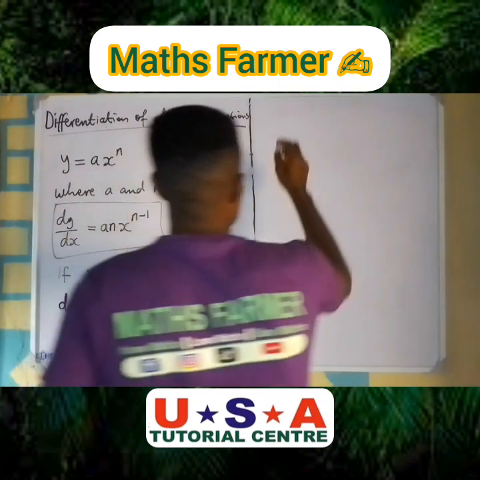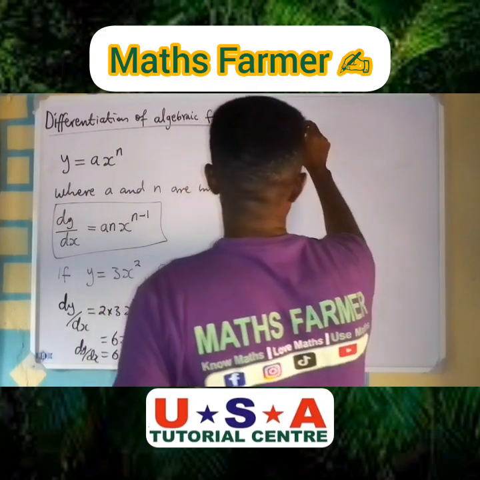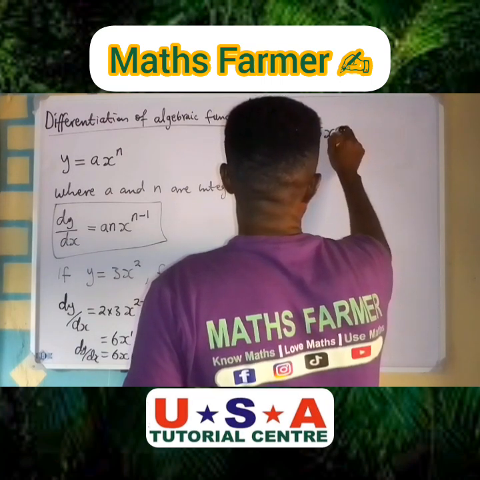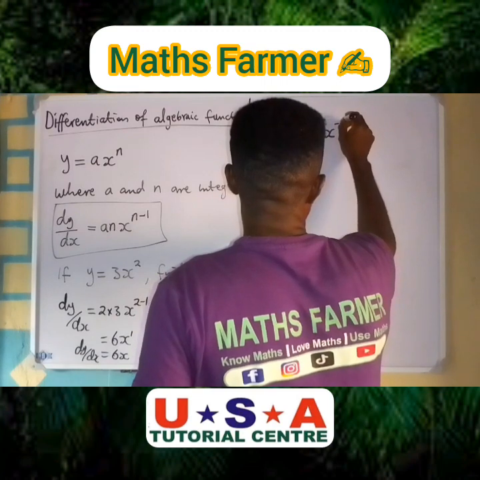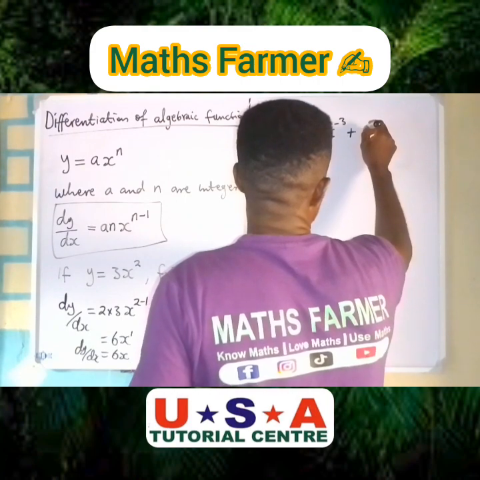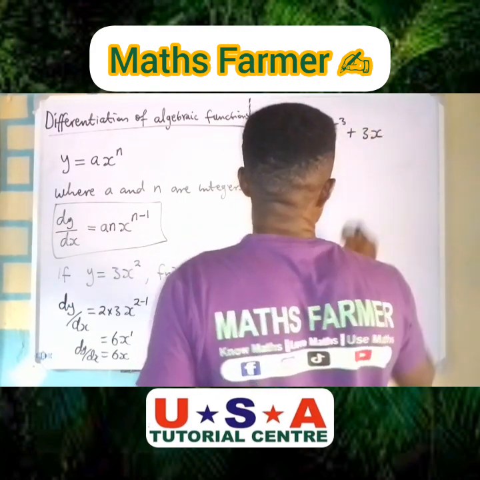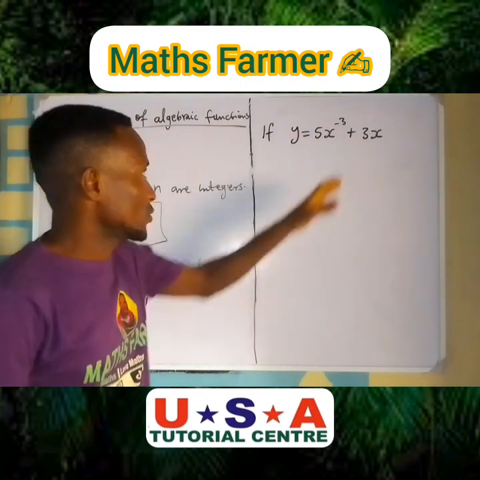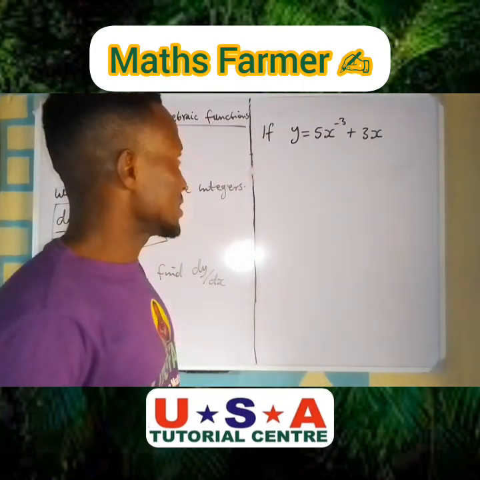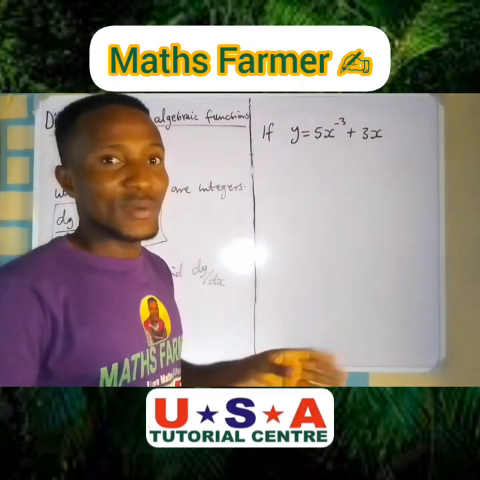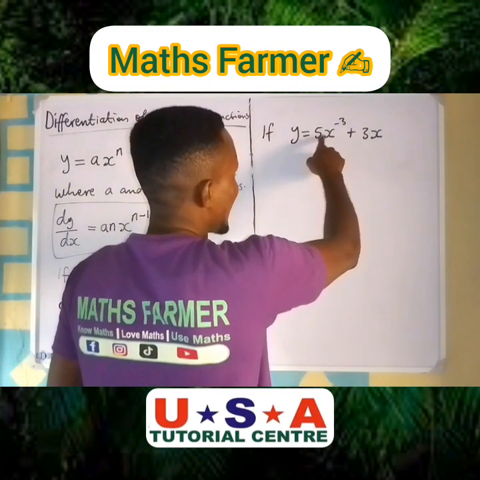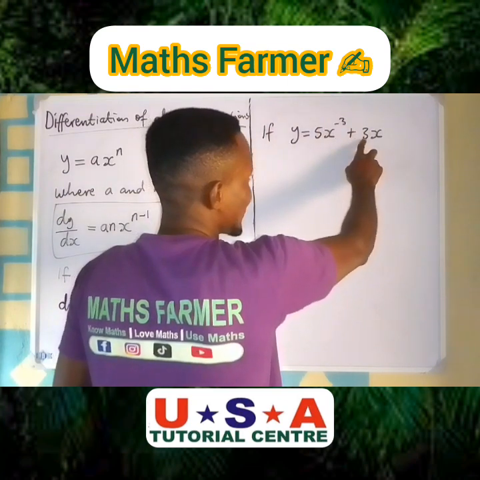So if you have another one, for instance, y equals 5x raised to the power of minus 3 plus 3x. Yes, we have this function with two terms. Here we have only 1 term earlier, but we can have 2 terms, 3 terms, or thereabouts. The important thing is, however many terms you have, you differentiate them separately. You still get the same answer. So now, y is equal to 5x raised to the power of minus 3 plus 3x.